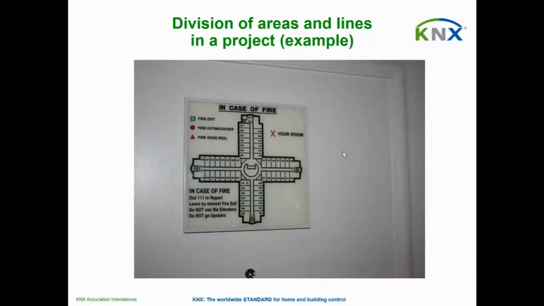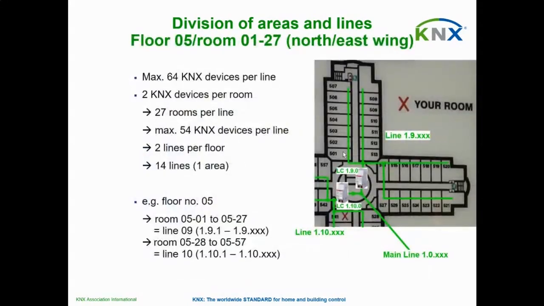So this project, this hotel then, was just set up as a building NX. Again, we've 64 devices per line, we've 2 KNX devices per room, which gave us a maximum of 27 rooms per line, leaving a bit of spare capacity. We've used a maximum of 54 devices, so we have 10 spare devices. It means that we then have 2 lines per floor, and 14 lines gives us one area. So if we look at an example of floor number 5, rooms 501 to 527 are on line 9, and rooms 528 to 557 are on line 10. Just an example of mapping out the building and how best to map out the project.